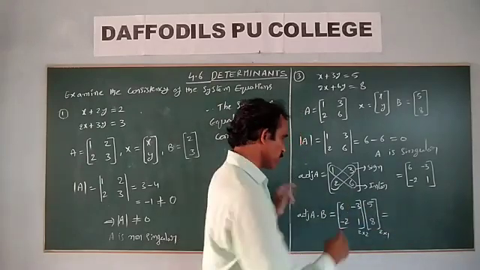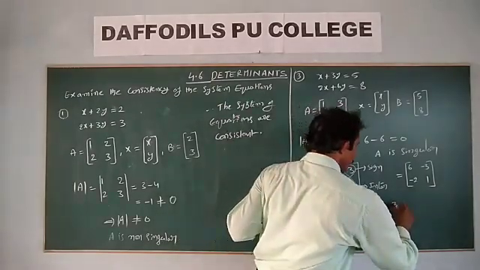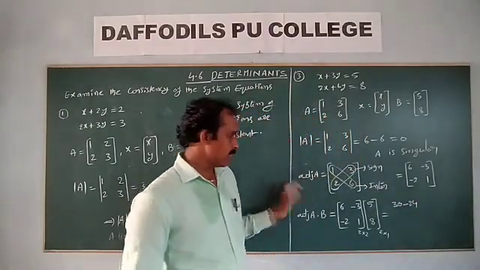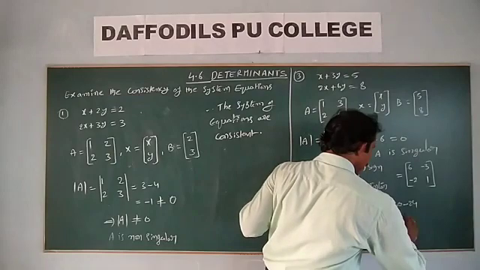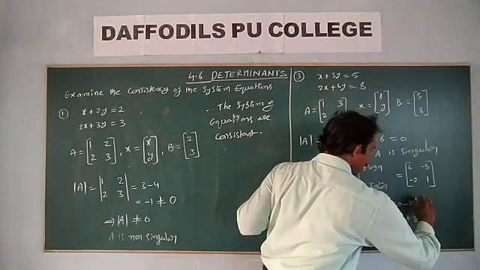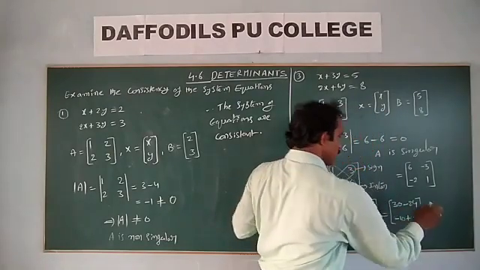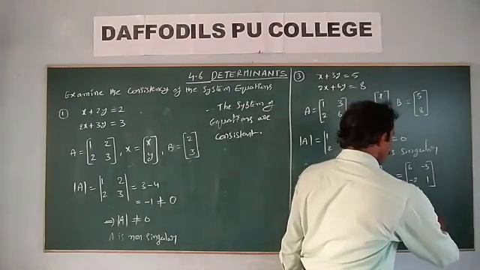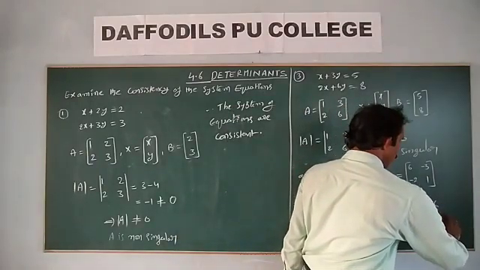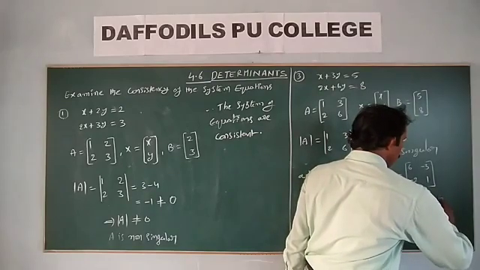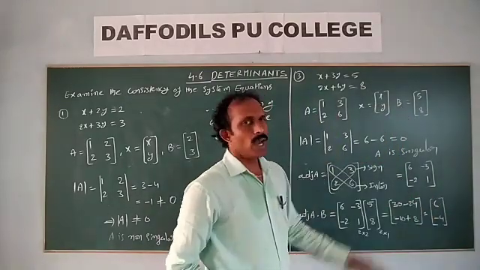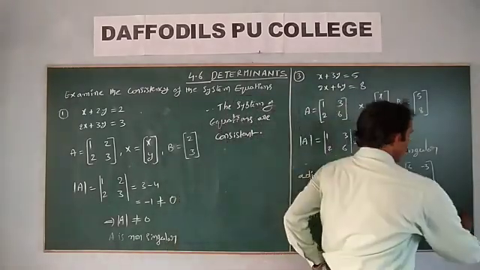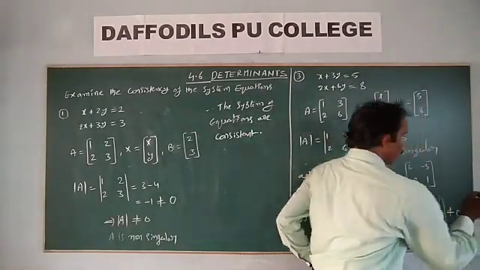2 rows, 1 column. 6 into 5 is 30, minus 24. Next one: minus 10 plus 8. What is that value? This value is equal to 6, minus 2. This is the value of adjoint A into B. So it is clearly not equal to 0.